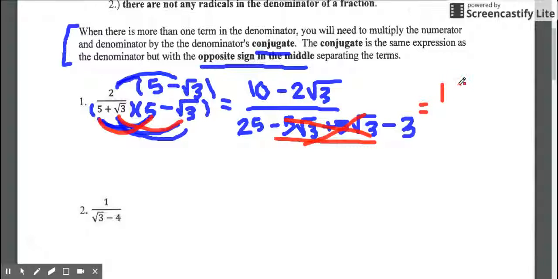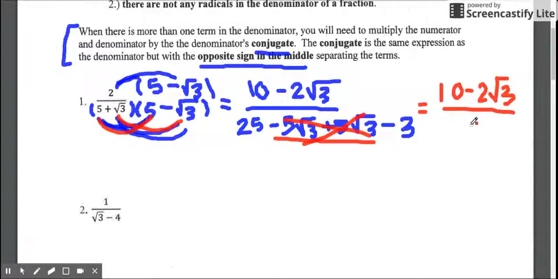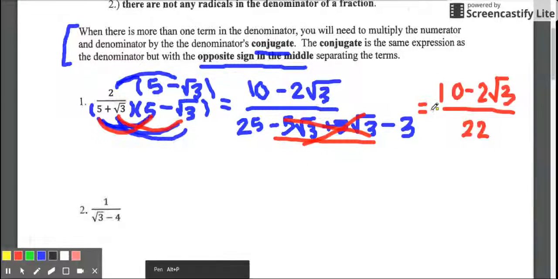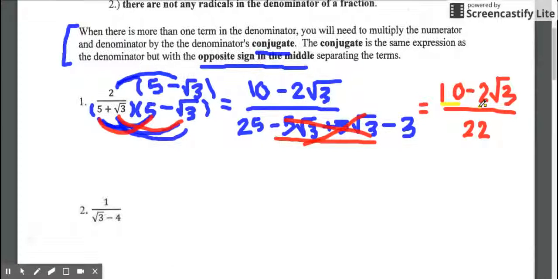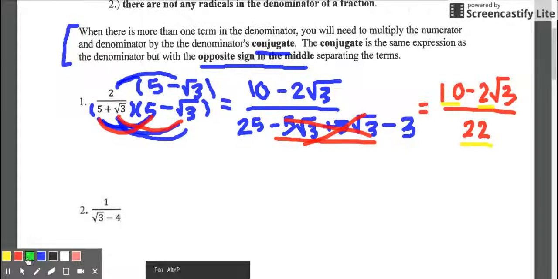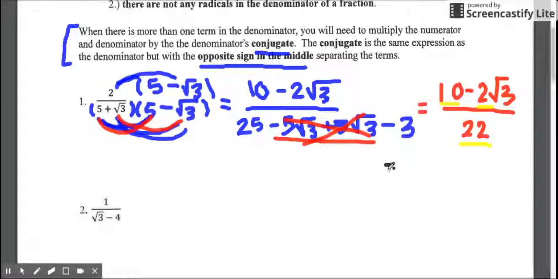So if we would have taken the shortcut, we would have had 10 minus 2 root 3 over 25 minus 3. 25 minus 3 is 22. Now you do have to check to see if you can simplify. You need to check all 3 regular numbers. Do not worry about under the root. So 10, 2, and 22, if they share a common factor, you can simplify. And in this case, they do share a common factor, and that factor is 2.